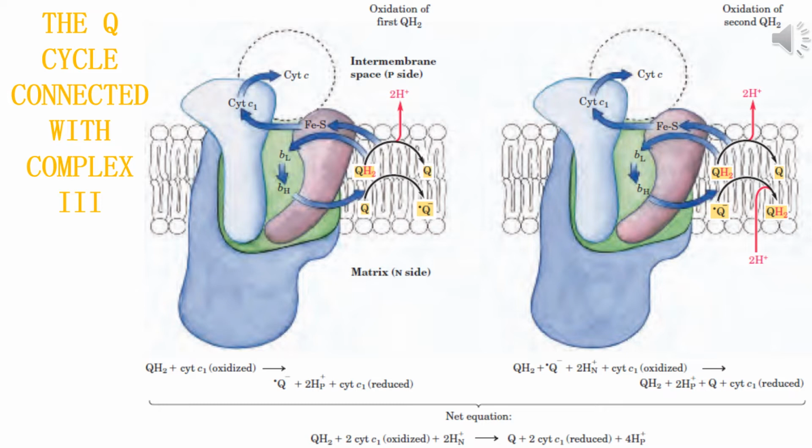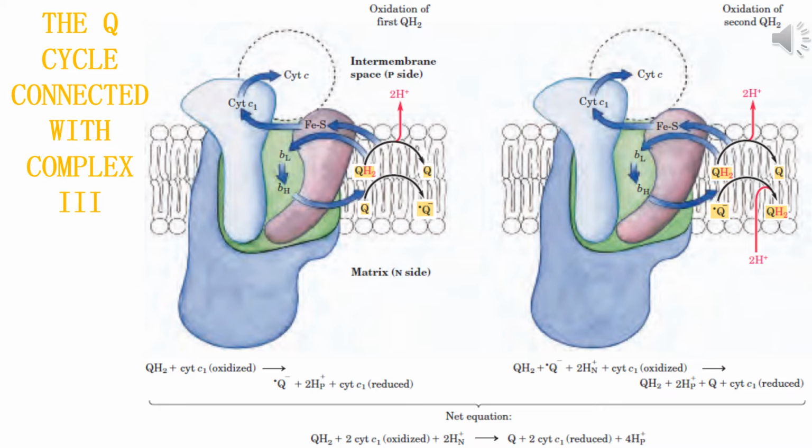What about the 2 electrons? One of the electrons is given to a Q. It becomes a semiquinone radical, while the second electron is passed over to cytochrome C1 through the iron sulfur center. You can see the net equation below.